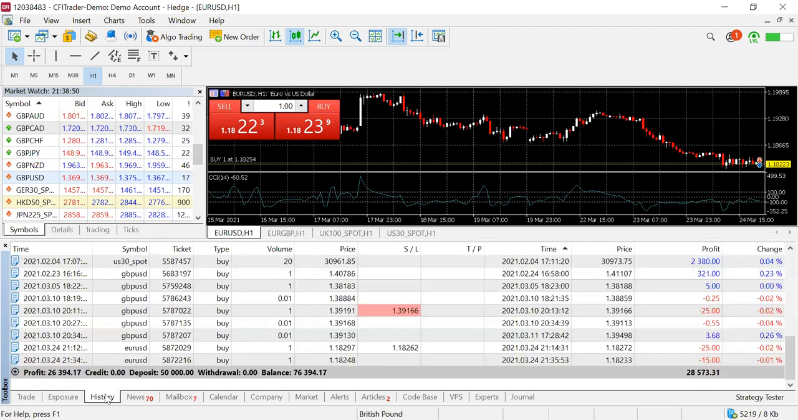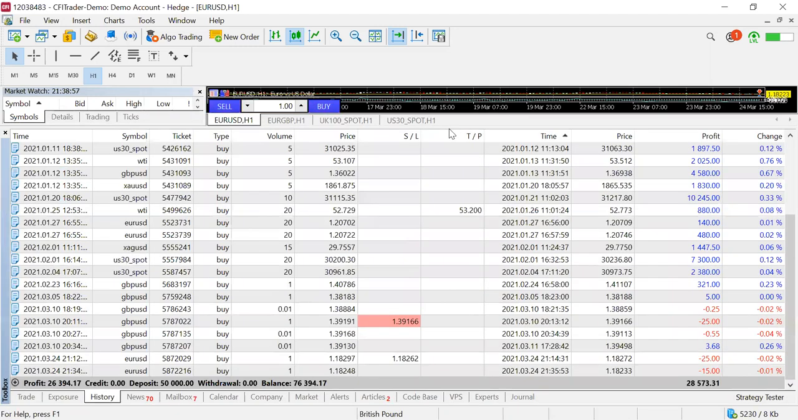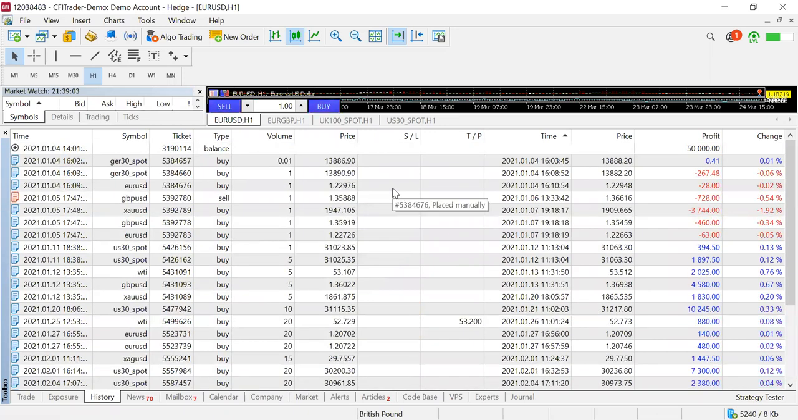Then we have history. Let me expand this a bit more. You can see all the trades that you have made or placed in your account since day one, with all the information. As you can see here, what was the symbol? This is the ticket number. This is very important because sometimes, for example, you are speaking to support about a particular trade that you had, and they are going to ask you for the ticket number. This is the number here. So just make sure, if it ever comes to that, you have that number.